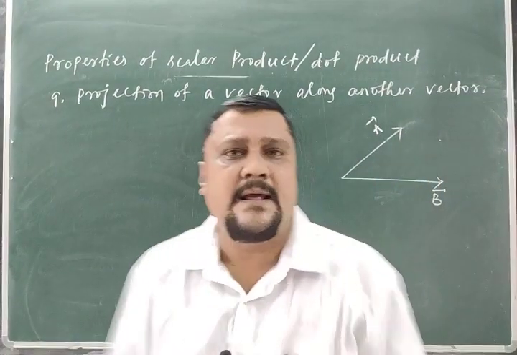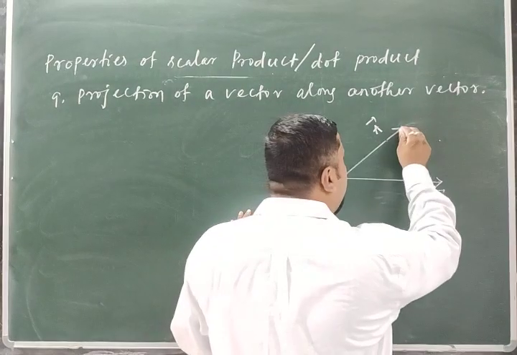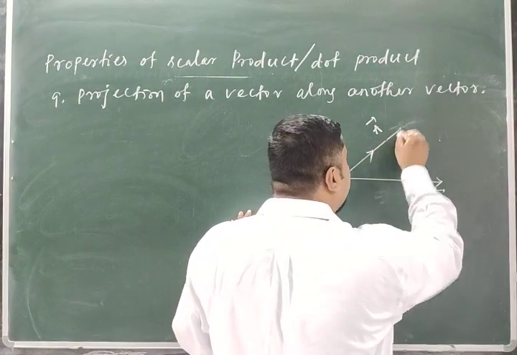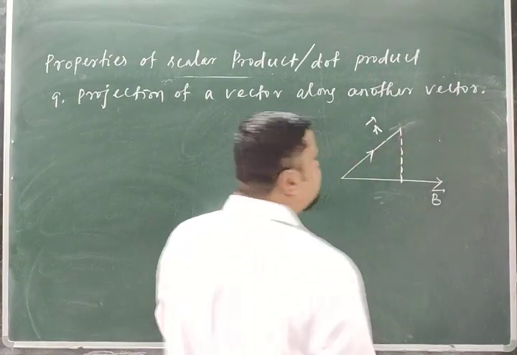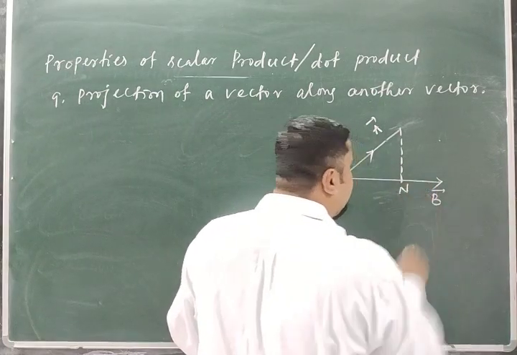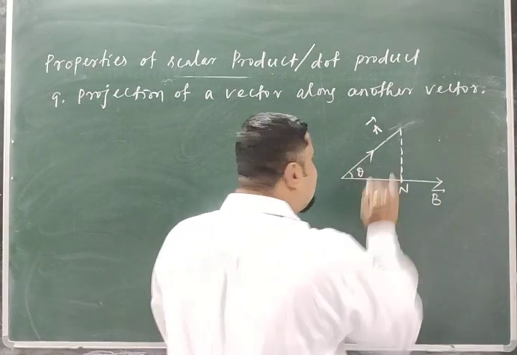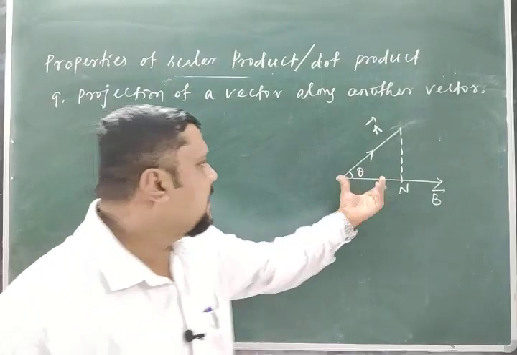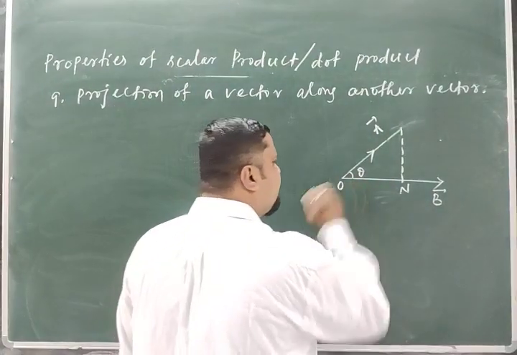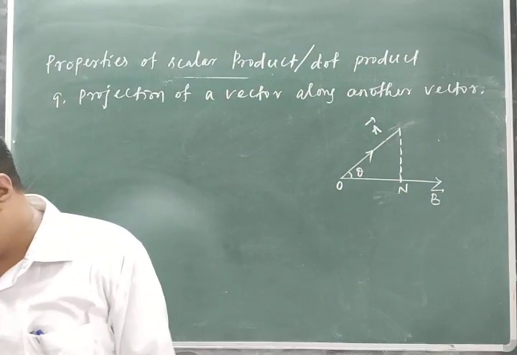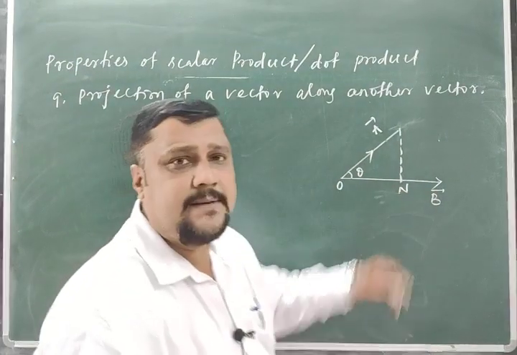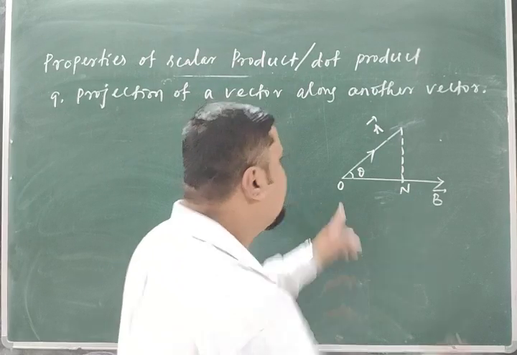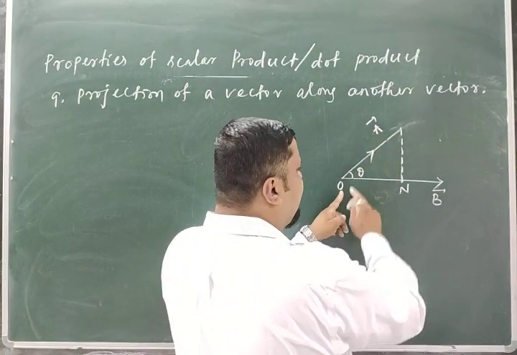So to do that, generally what will we do? We will draw a perpendicular like this. So this is your L. And let this angle be theta. Then what is the component of A along this B, along this OB? ON, what is this ON? ON is equal to what? The component of A along this direction.